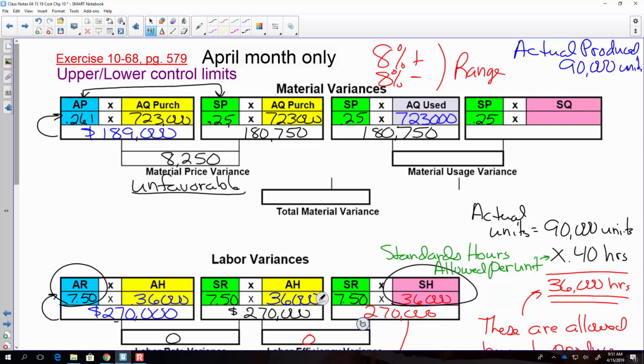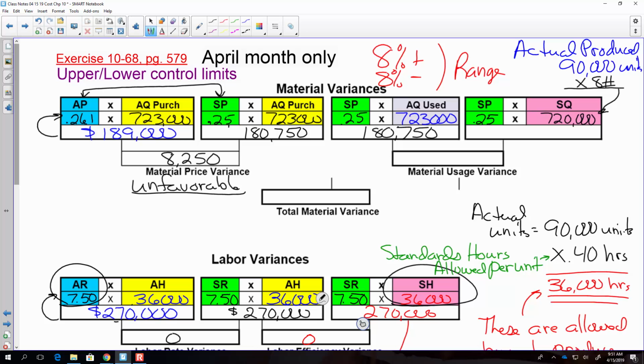This number over here. What do I multiply the 90,000 by? What's the allowed quantity per unit? How many pounds from the book? 8. Thanks. Yes, it is 8. Thank you. Do you see where the 8 is? Yes. Okay, thanks. And that gives us our standard quantity, 720,000.